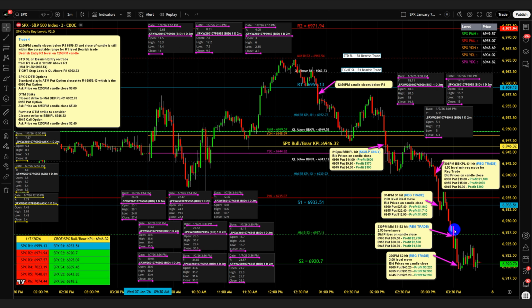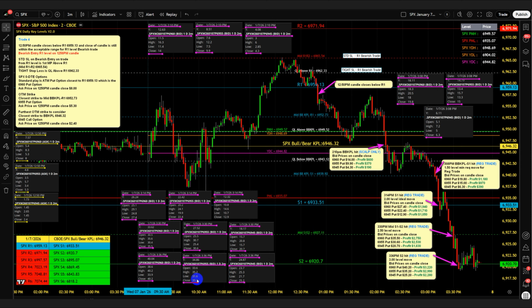And then we have still a move down, and we get stalled out here until the end of the day on the S2 level. So at 3:36 p.m. we have the S2 hit here. That's now a 3-level move for regular trade. 3 levels from the R1: 1 level, 2 levels, 2.5 levels, 3 levels.